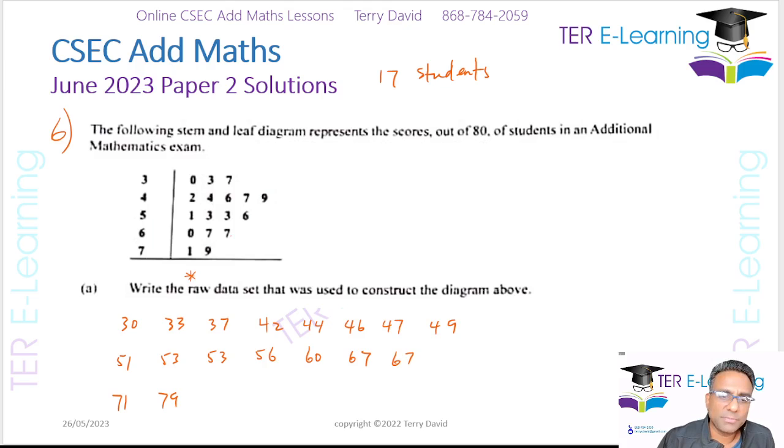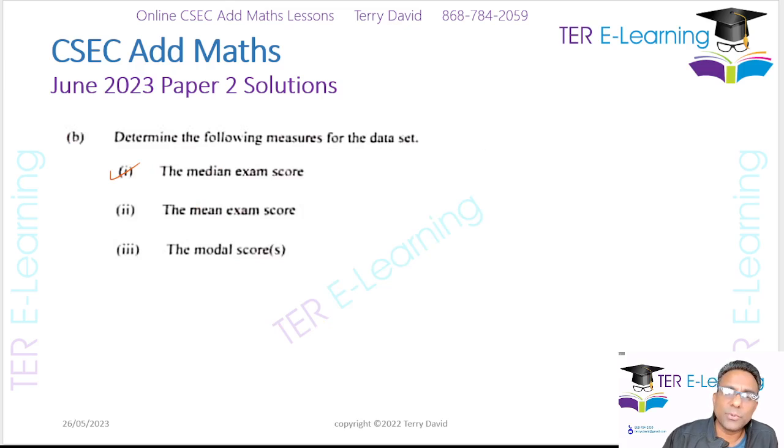So you can do it from your raw data or from the table. 1, 2, 3, 4, 5, 6, 7, 8, 9, right? So I'm getting 51 here. Let's double check this. 1, 2, 3, 4, 5, 6, 7, 8. 1, 2, 3, 4, 5, 6, 7, 8. Yeah. So your median score is going to be 51. That's the median score, right?